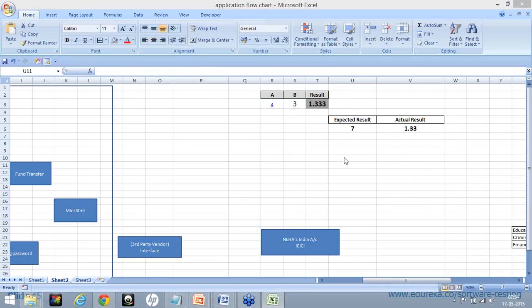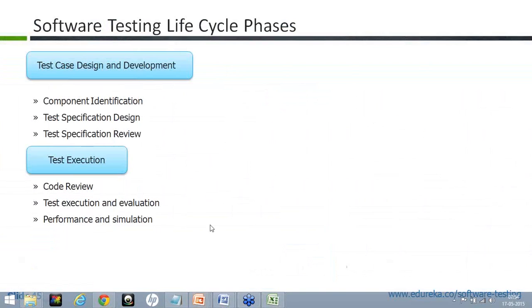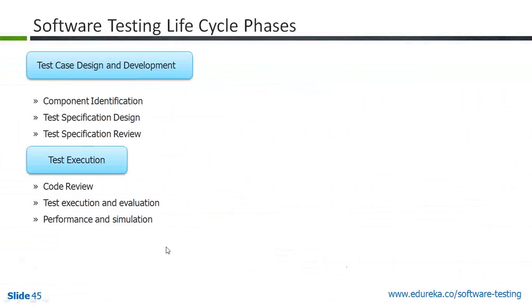Now, you understood what code review is and what test execution and evaluation is. Performance simulation. See, what is the performance simulation? Here in your test execution, you are checking the performance of your application. You are checking how it is running with one user, and what is the performance when it is logged in with 2 to 3 or more users. You understood? So that is what we are doing.